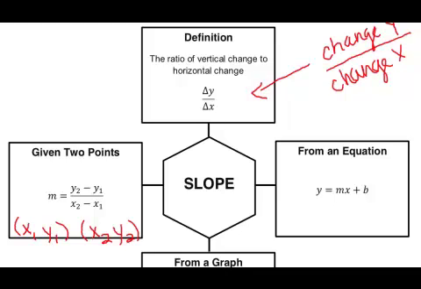The other way we can find slope is from an equation. If you remember, this equation y equals mx plus b is called slope-intercept form, and we're going to talk more about this later on. In slope-intercept form, the m, or the number that is multiplied by x, is the slope. So whenever we have an equation in slope-intercept form, the number that's multiplied by x, or our m value, is our slope.